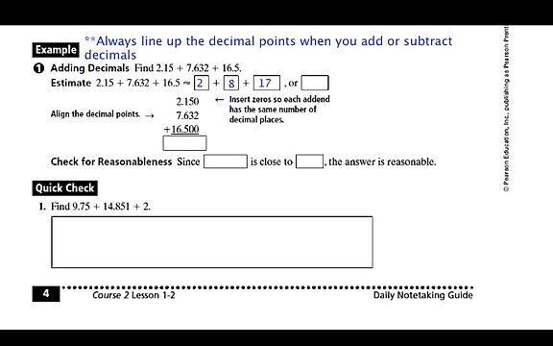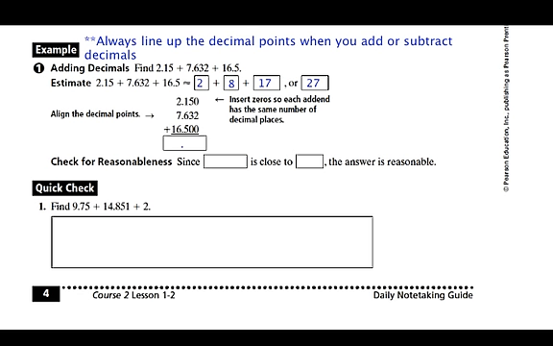So our estimate is 27. So when we add these numbers, we're going to line up the decimal points. You can see here that the problem has been set up where the decimal points are lined up. I would suggest bringing the decimal point right straight down in your answer. Then you're ready to begin adding.